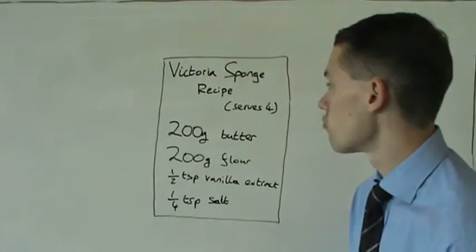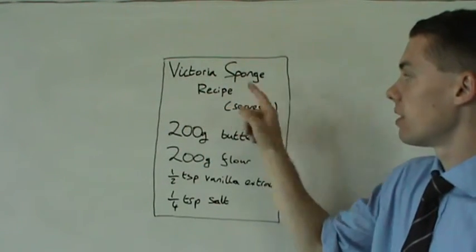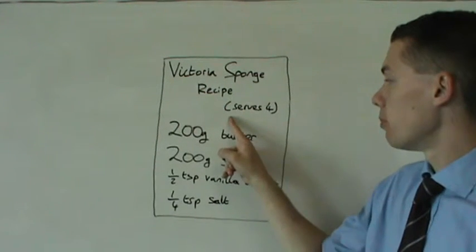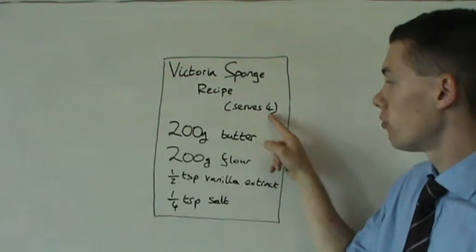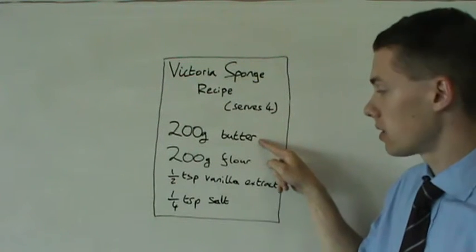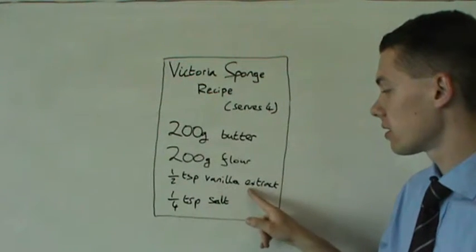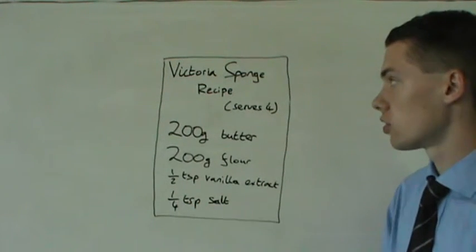Direct proportion part 4. Here we have a recipe for a Victoria sponge cake, and this recipe serves 4 people. So we need, for 4 people, 200 grams of butter, 200 grams of flour, half a teaspoon of vanilla extract and a quarter of a teaspoon of salt.